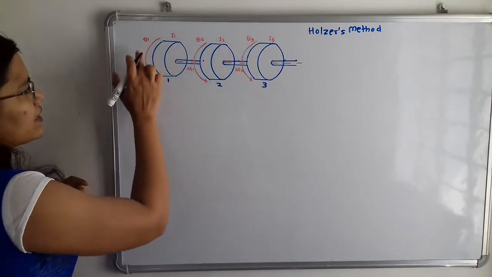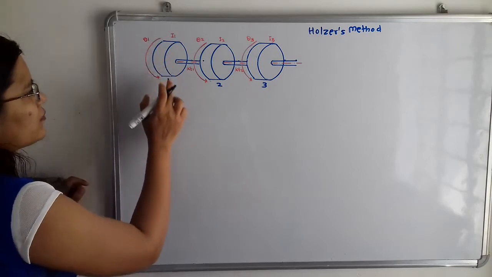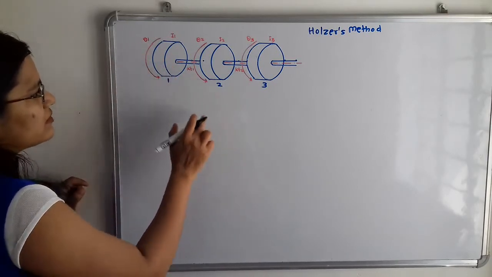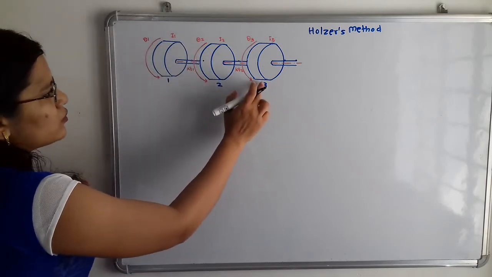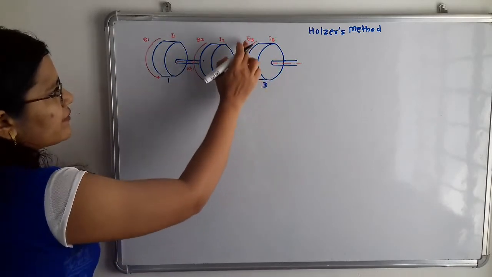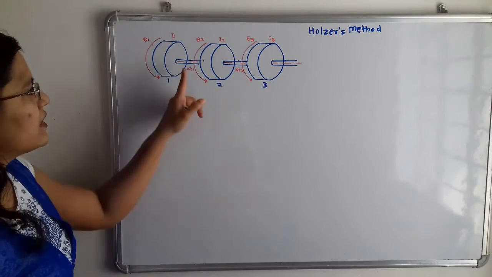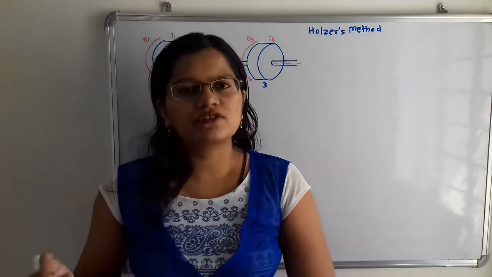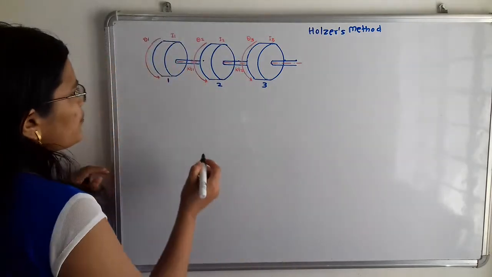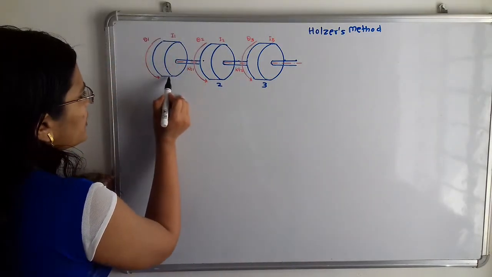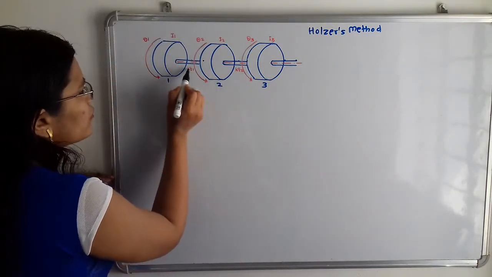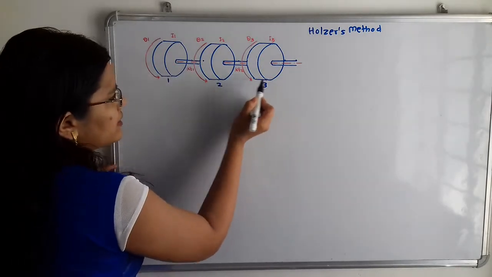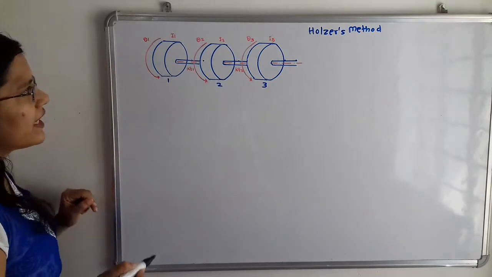Here theta is the angular displacement: for disc 1 we will say theta 1, for disc 2 theta 2, and for disc 3 theta 3. Now what is KT1? KT is called the stiffness of the shaft. The stiffness of the shaft between disc 1 and disc 2 we will say KT1, and between disc 2 and 3 we will say KT2.